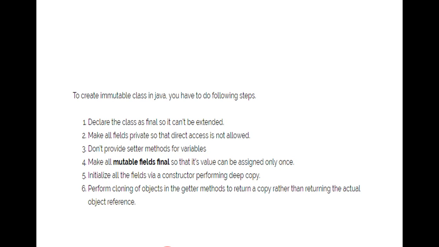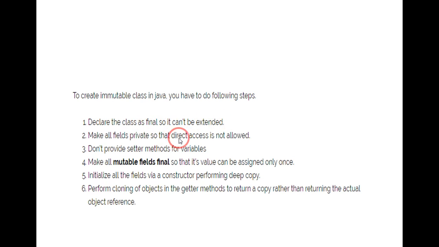Let's move ahead and see how you can create the immutable class in Java. It's very simple, you just have to follow some steps, and there are only 6 steps. The first step is to declare the class as final, so it cannot be extended. In Java, if you make a class final, that class cannot be extended, you cannot create a new class that derives from that class. So the first rule is you have to make that class final.